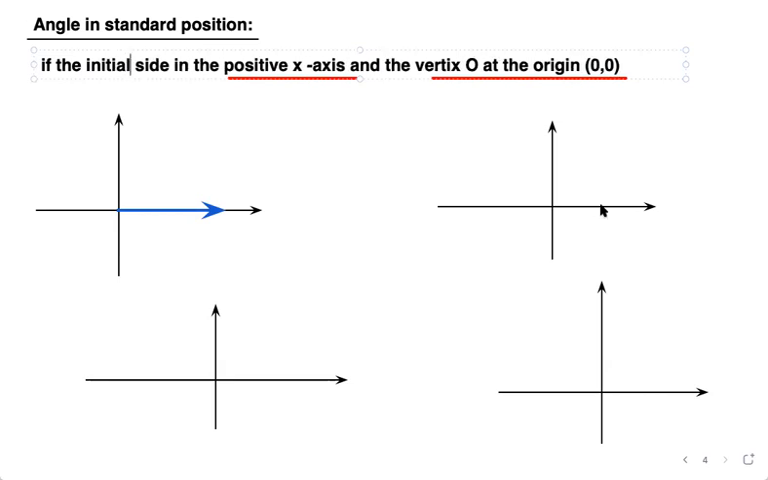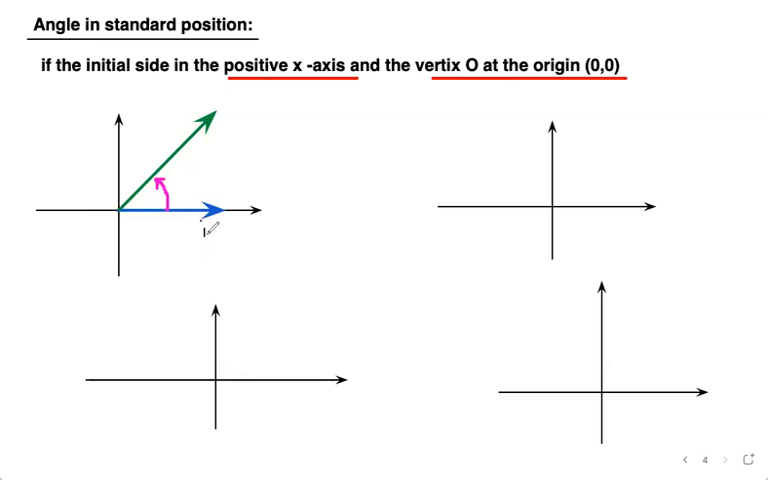For these, it doesn't matter where the terminal side is. This is my initial side. The initial side must be on the positive x-axis, and for the terminal side, it doesn't matter where it is. Suppose my terminal side is in the first quadrant like this. So this angle is an angle in the standard position. Why? Because the initial side is on the positive x-axis, and the vertex is at 0, 0. These are the 2 important things.